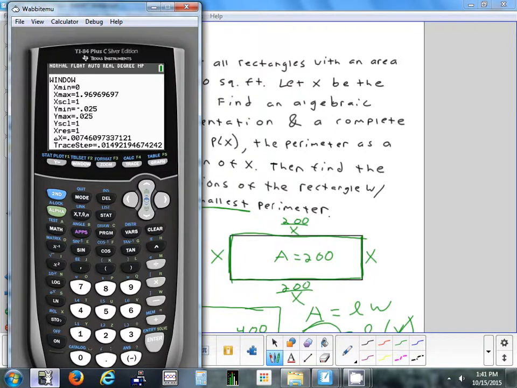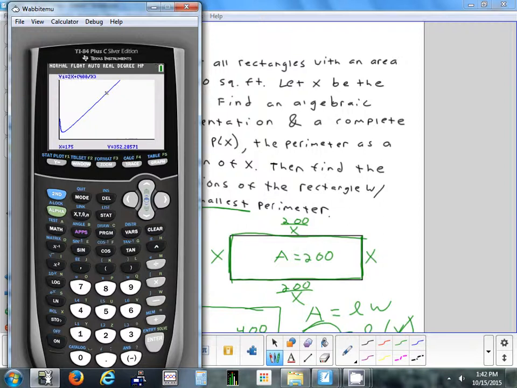So x, let's just go up to 350. Y max, we said it has to be at least 400. Let's try 450. Let's see what that looks like. So here's our graph. At 0, we've got a vertical asymptote, so it's going to curve up very sharply. And we're looking for the smallest perimeter. These are all the different perimeters you could have. So look for the lowest.